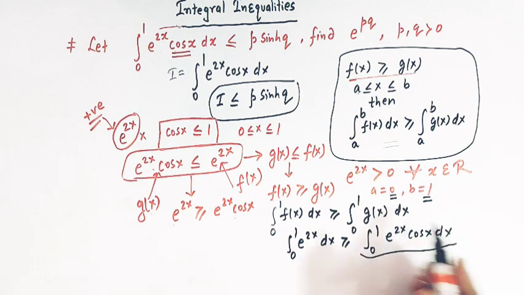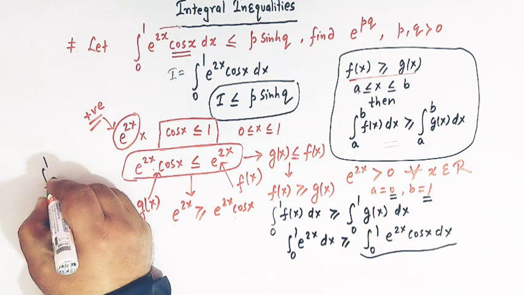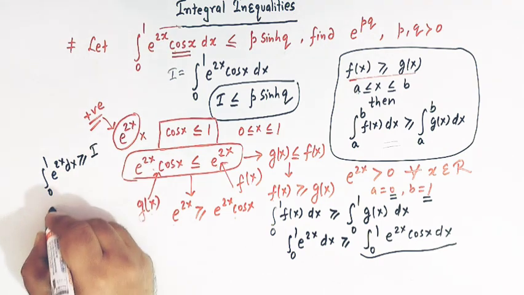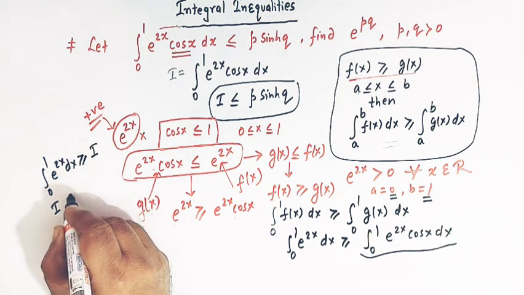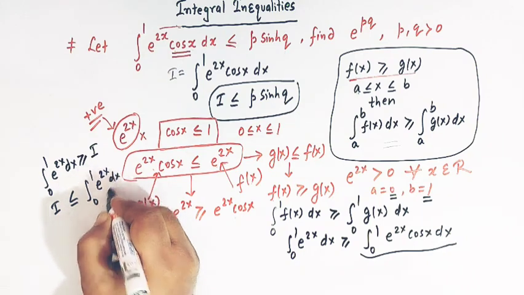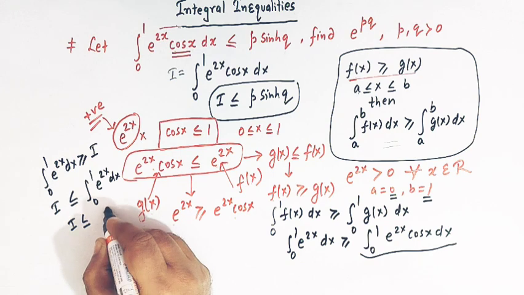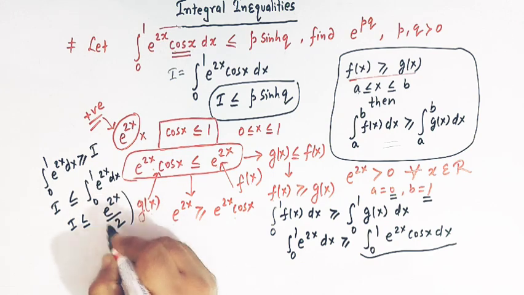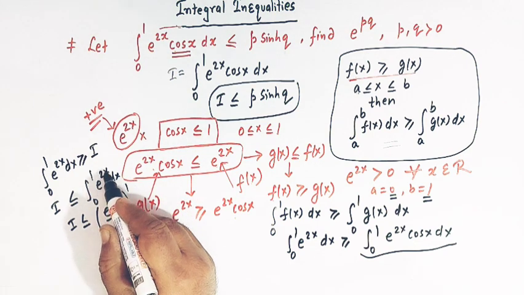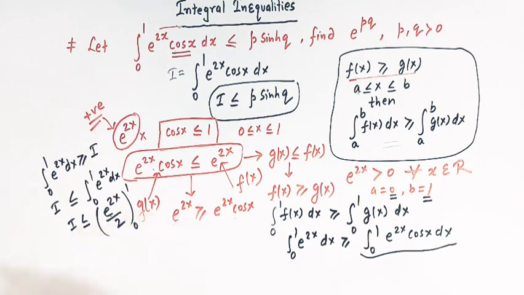And now this integral is I. So for simplicity, this integral can be denoted by I. So we have the integral from 0 to 1 of e raised to 2x dx is greater than or equal to I, right? So we can write now I is less than or equal to the integral from 0 to 1 of e raised to 2x dx. So I is now e raised to 2x over 2, and the limits of integration are from 0 to 1. The integral of e raised to 2x is e raised to 2x divided by 2.